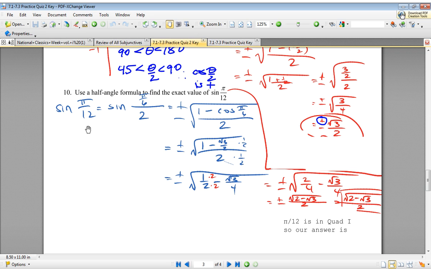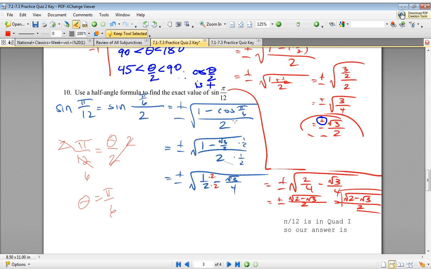Since we know we're going to use the half angle formula, we want to figure out pi over 12 equals theta over 2. We need to figure out what theta is. So we want to use that half angle formula, which is right there. So we multiply both sides by 2. 2 and 12 cancel, so theta equals pi over 6. So now we can plug pi over 6 in for our theta.